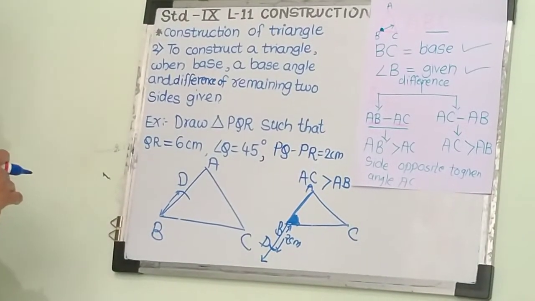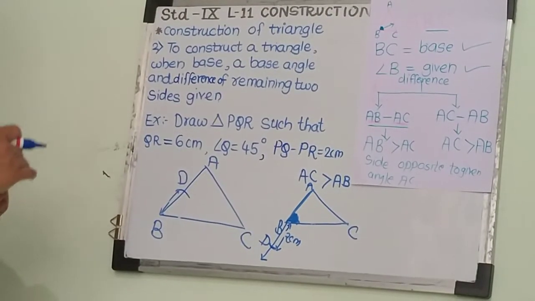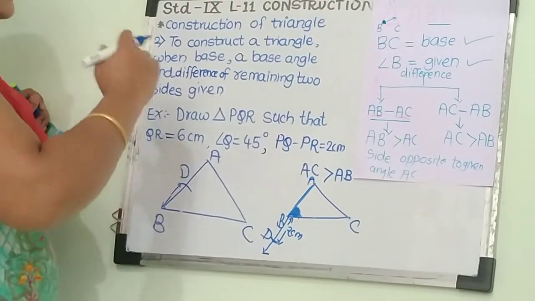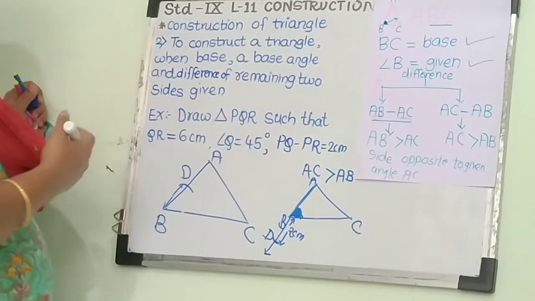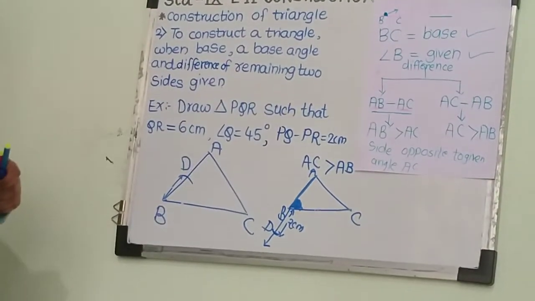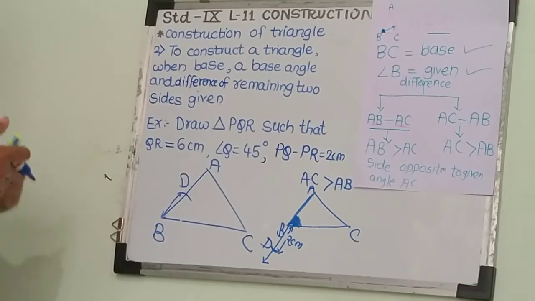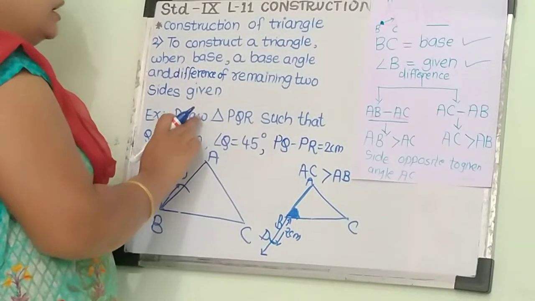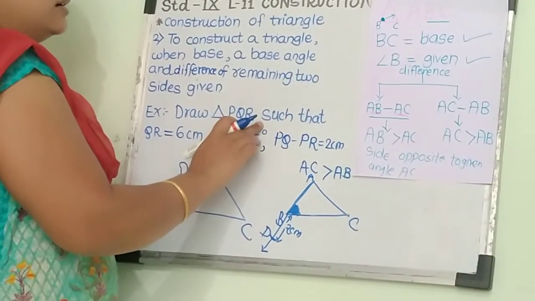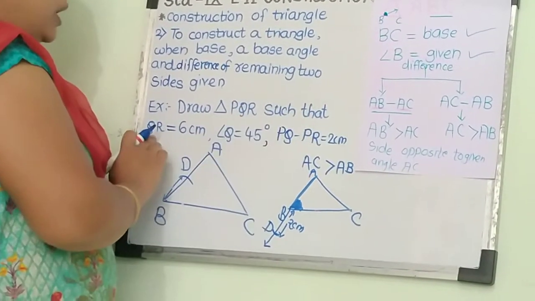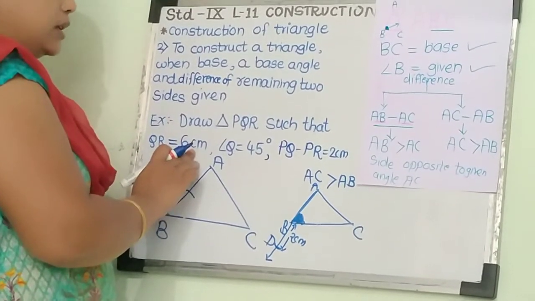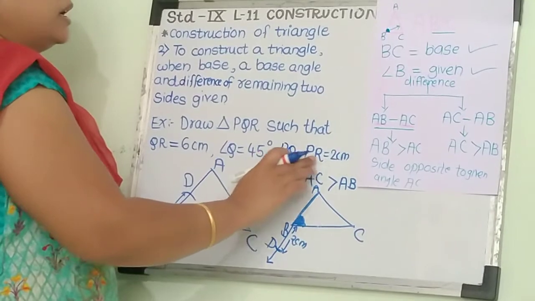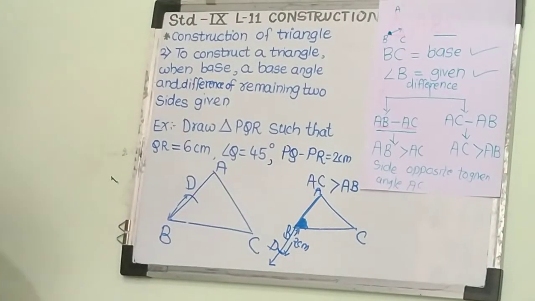So we take one example when AB is greater than AC, and one time we are going to take AC is greater than AB. So let us start how to construct. Here I am taking one example. Draw triangle PQR such that QR equals 6 cm, angle Q equals 45 degrees, and PQ minus PR equals 2 cm.